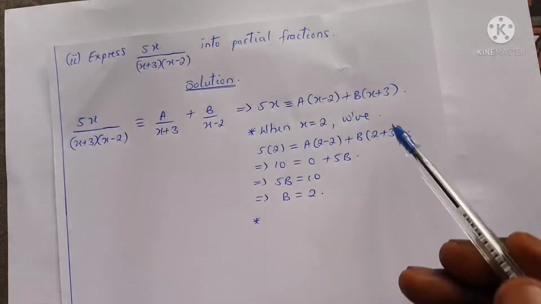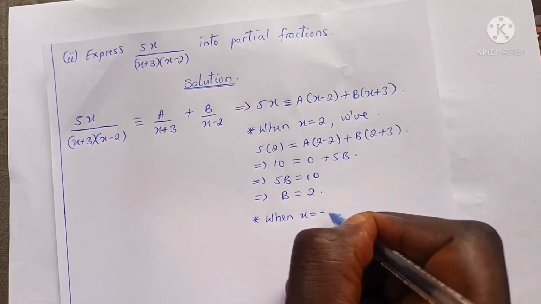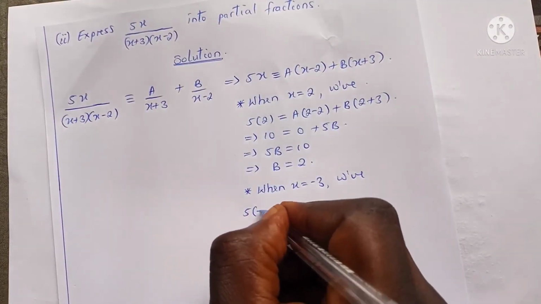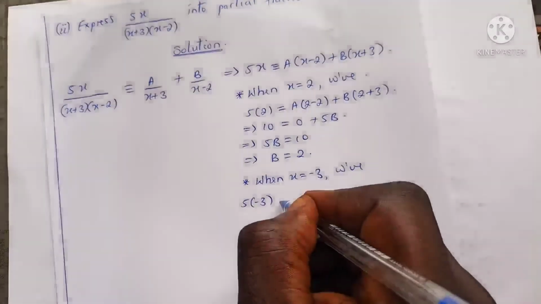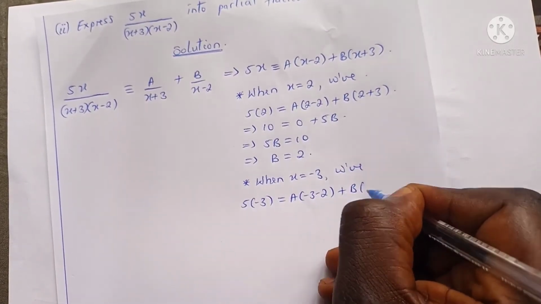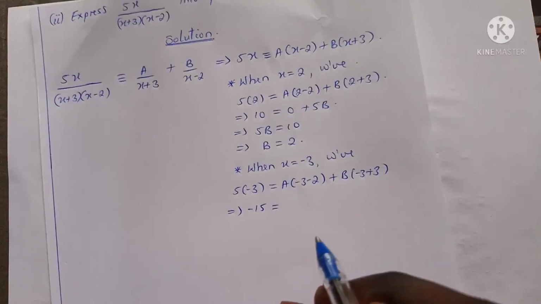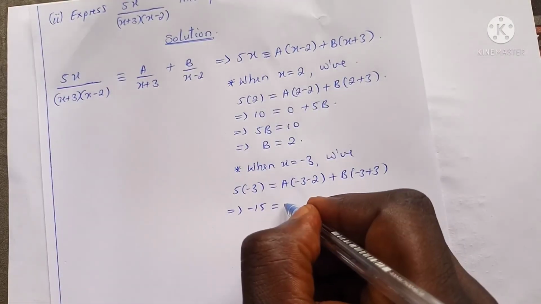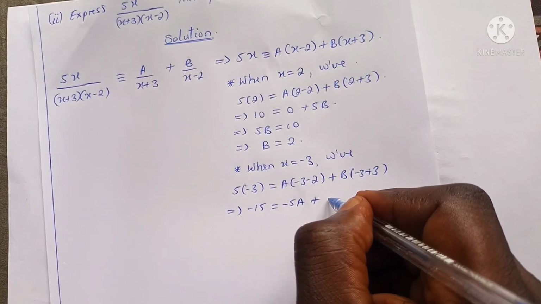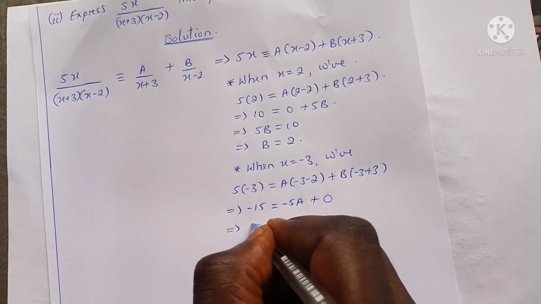Now the next suitable value will be negative 3. When x is negative 3, we have 5 into negative 3, which is equal to a into negative 3 minus 2 plus b into negative 3 plus 3. So this implies that negative 15 equals negative 3 minus 2, which is negative 5a, plus negative 3 plus 3 is 0, so we have 0b, which is just 0. So if you divide both sides by negative 5, we're going to have 3, which is equal to a.